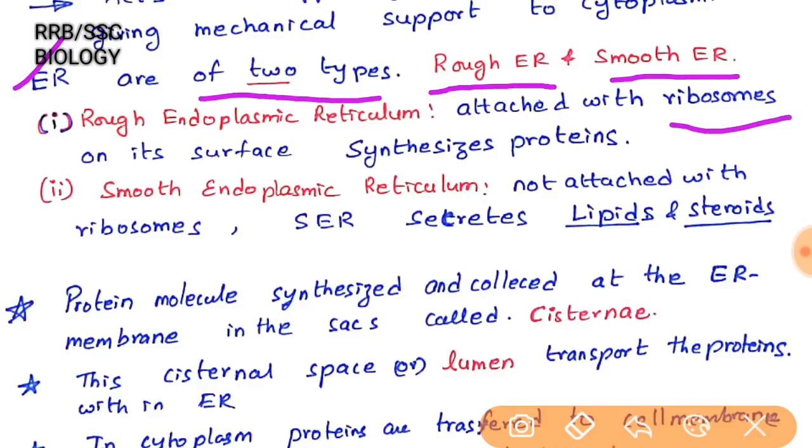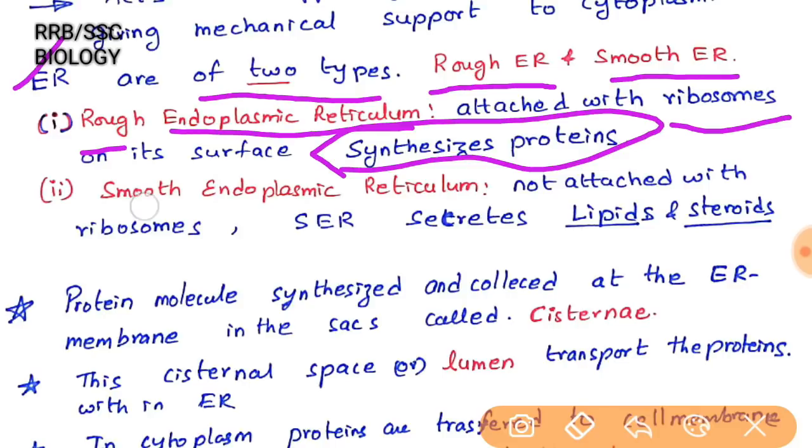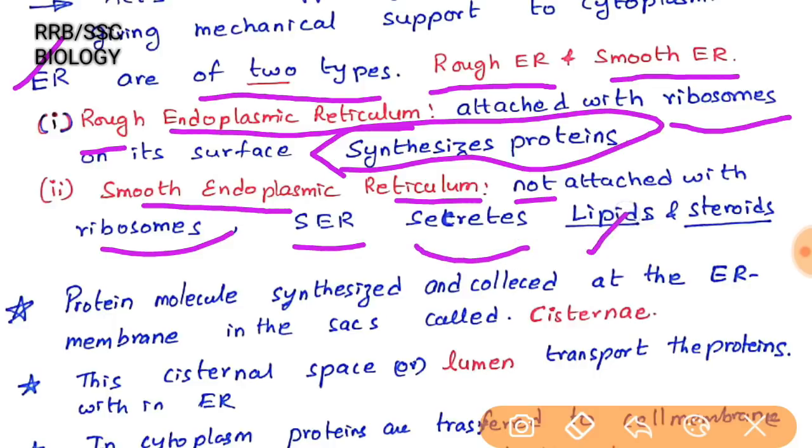If the ribosomes are attached to the endoplasmic reticulum, then it is called rough endoplasmic reticulum. Ribosomes and endoplasmic reticulum together synthesize proteins. In smooth endoplasmic reticulum, these ribosomes are absent, and this smooth endoplasmic reticulum secretes lipids and steroids, friends. These steroids are not what we see in the market, but organic material which is produced within the cell. Okay, friends.